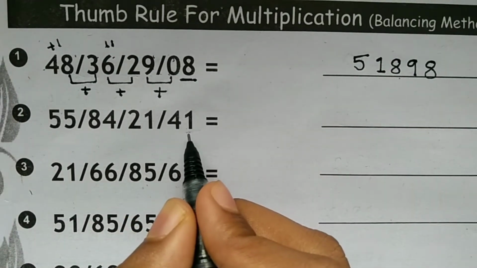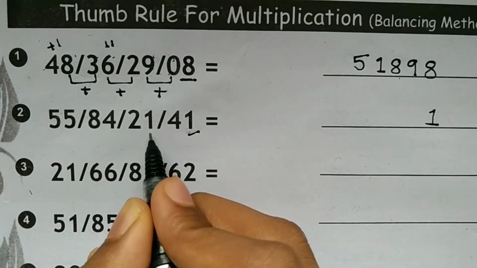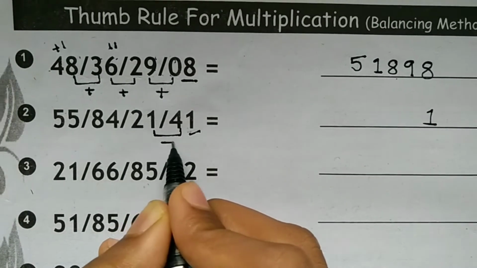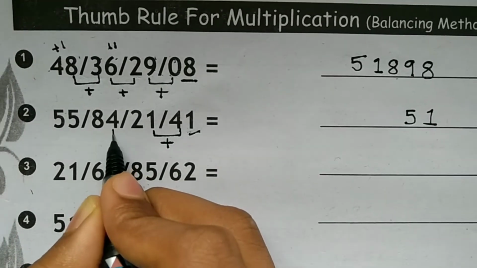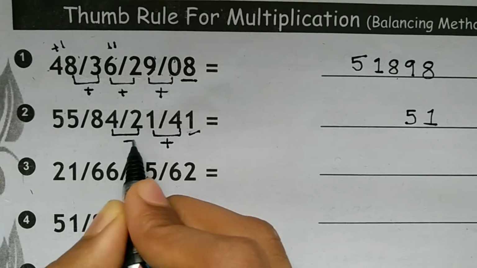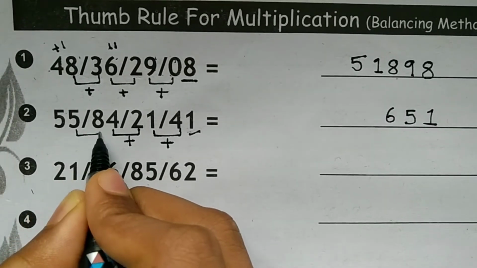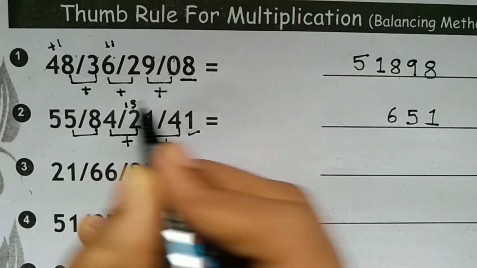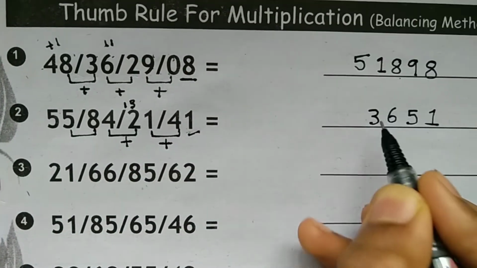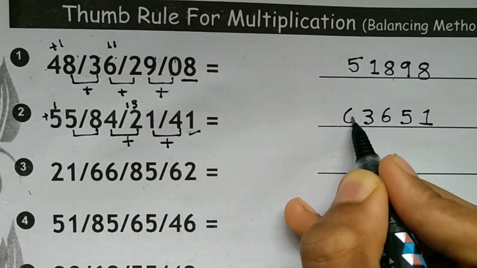Second problem, write last digit as it is, 1. Then 4 plus 1, that is 5. Then 2 plus 4, that is 6. Then 8 plus 5, that is 13. Last number is 3. Then 1 is remaining, add 5 plus 1 is 6.